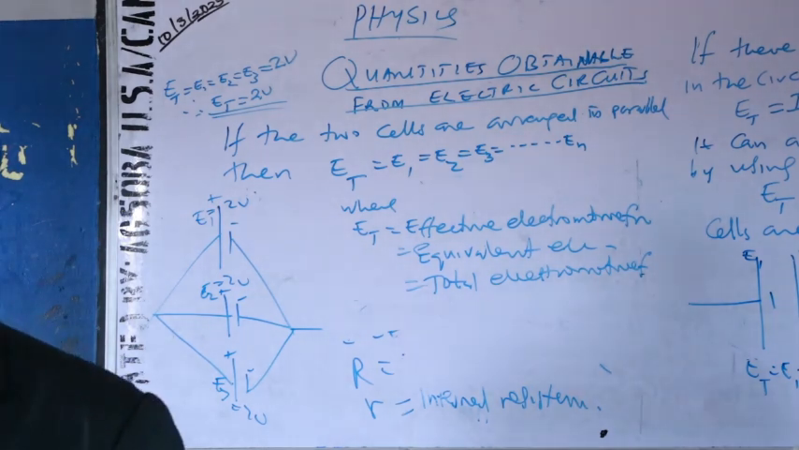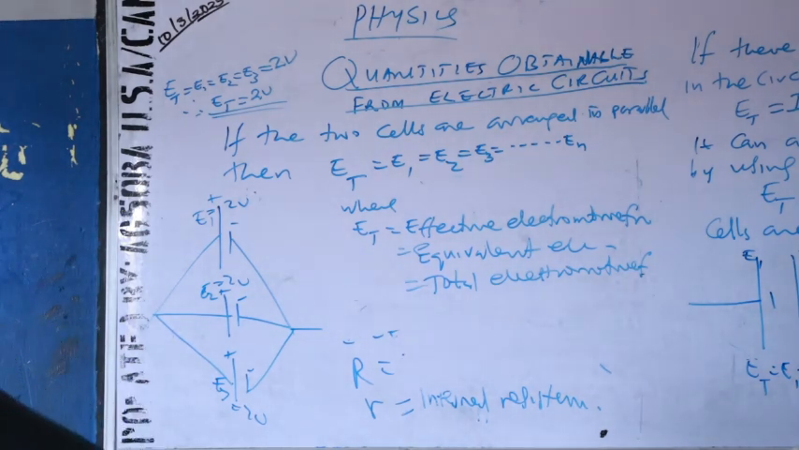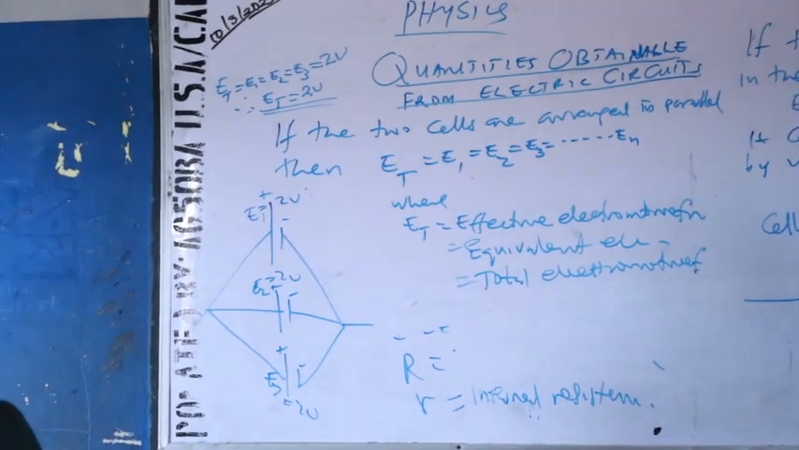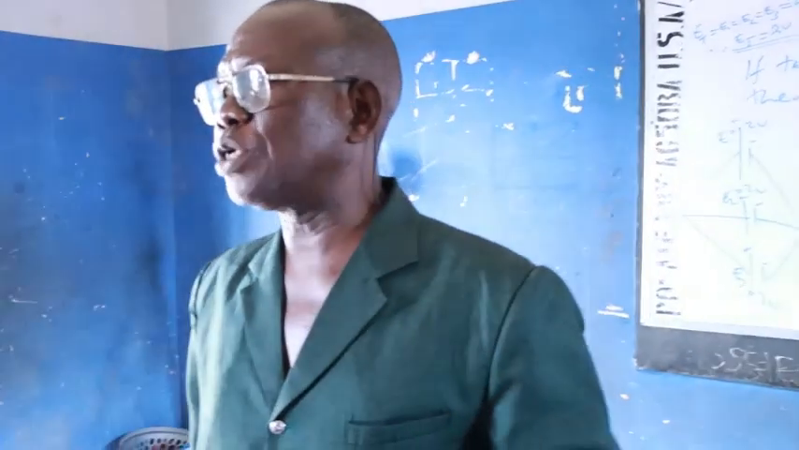Yes? So what if the E1 is 5 volts and the E2 is 2 volts and the E3 is 3 volts? Yes, the question is what if the electromotive force across each of the cells arranged in parallel are not the same? What will happen? Who wants to answer that?